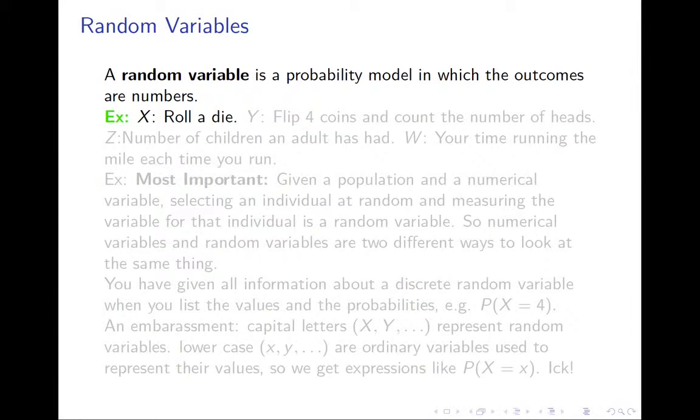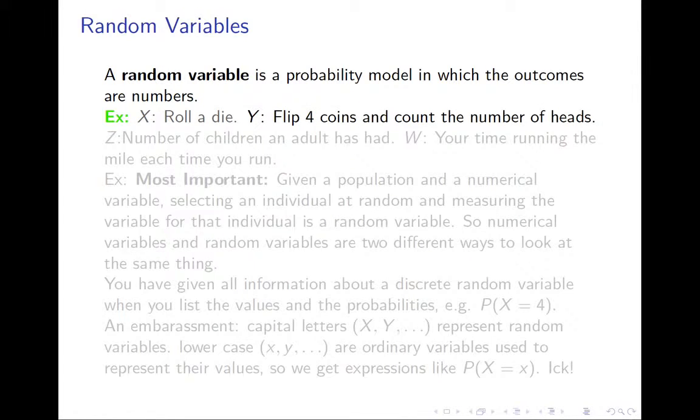So here are some examples. We'll generally refer to random variables using capital letters. I'm going to give them names and refer back to them. The first one, which we'll call X, is rolling a die. We saw that when you rolled a die, the possible outcomes were the numbers 1 through 6. Because those are numbers, that's a random variable.